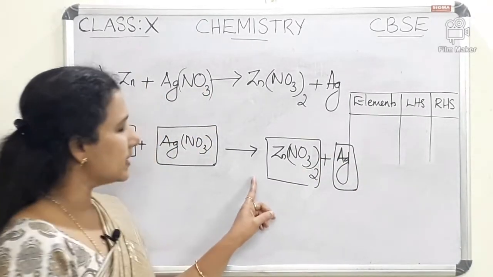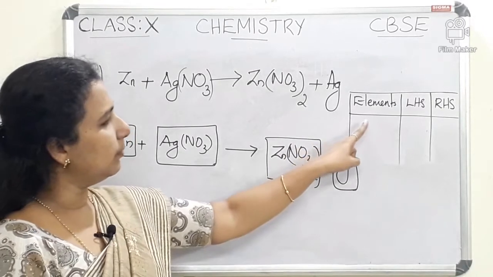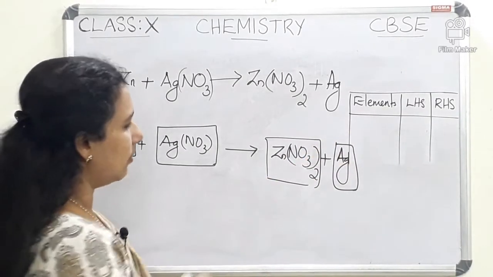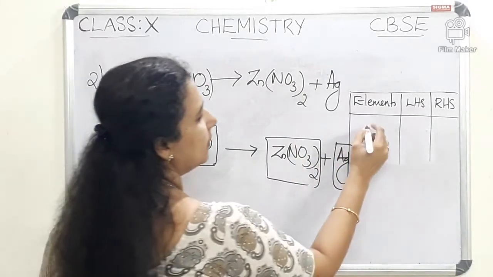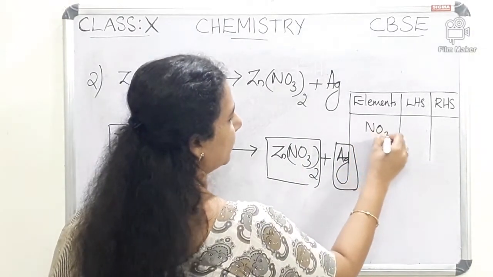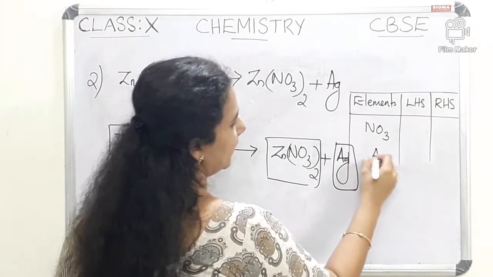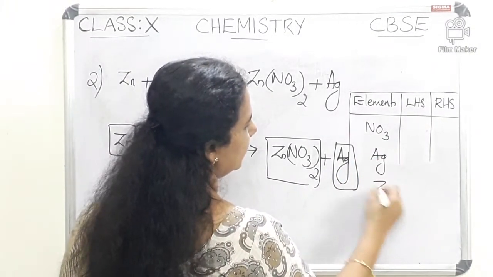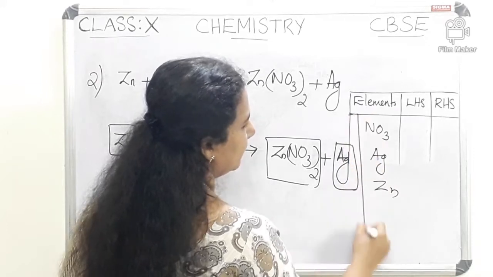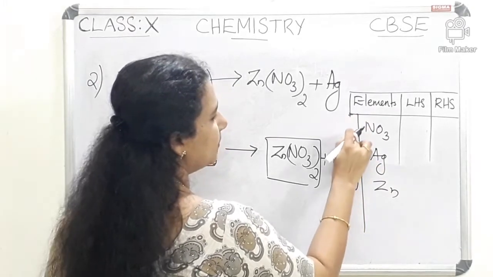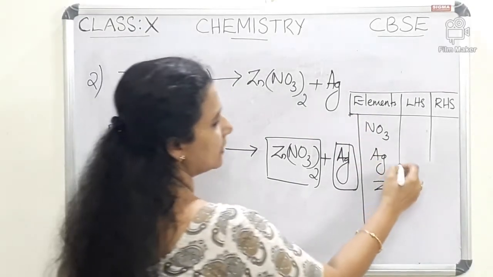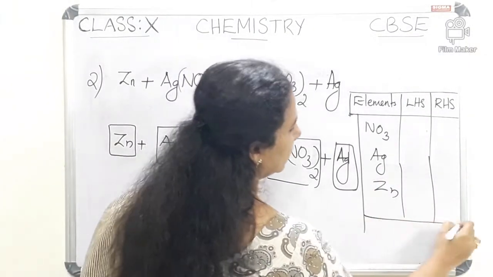So in this case we can write polyatomic ions in this first column. So there is a polyatomic ion NO3. Then comes Zn and Ag, Ag and Zn. So these are the elements or polyatomic ions present in this equation. And we have to write the numbers.